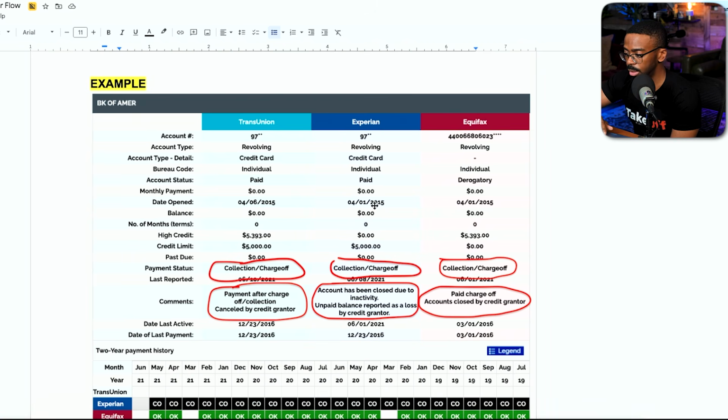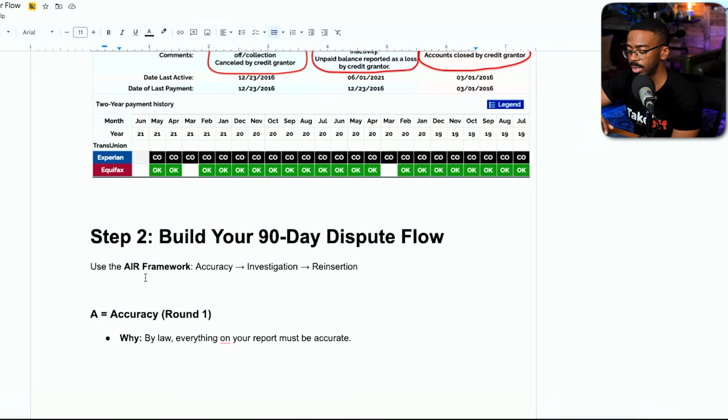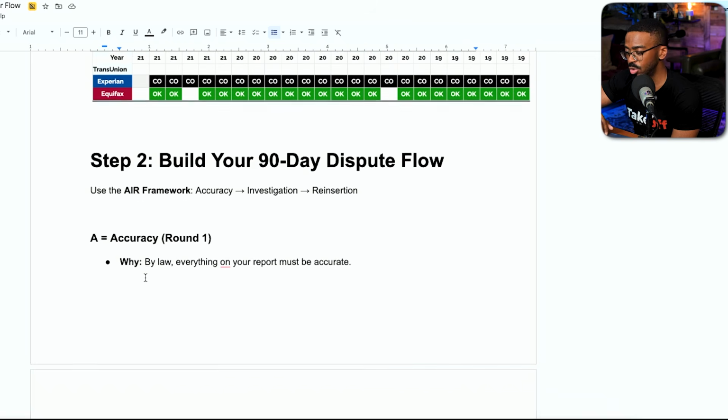If we keep going, it's the same exact thing when it comes to account status. TransUnion and Experian are saying it's paid. Equifax is saying it's derogatory. TransUnion is saying one thing, but Experian and Equifax are saying another. And we could keep going down the list, even in payment history. Equifax is saying you're paying on time. Experian is saying it's charged off. TransUnion doesn't even know what's going on. So these are all things that you could use to your advantage.